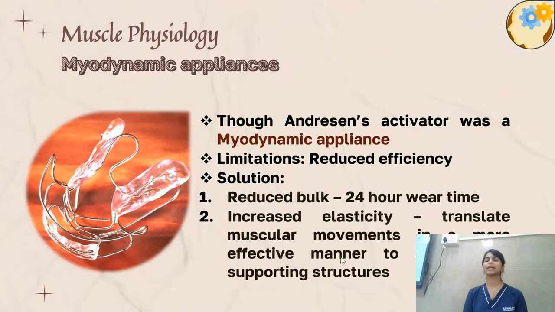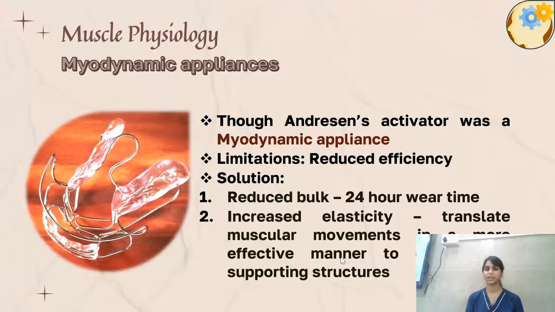After myotonic, let's discuss myodynamic appliances. So as we discussed earlier, Anderson's activator was a myodynamic appliance, but at that time, there was one big problem with the activator, that it had a reduced efficiency. And this reduced efficiency was because of it being a bulky appliance with so much acrylic and because of the reduced elasticity.